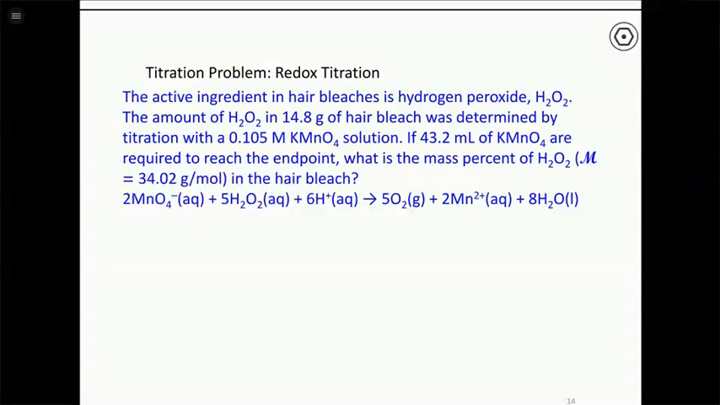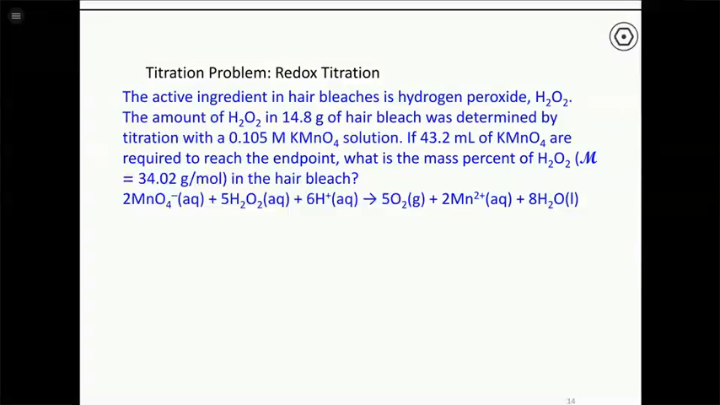So the active ingredient is hydrogen peroxide, H2O2, and we want to know the amount of H2O2 in 14.8 grams of hair bleach, and we want to find out what is the mass percent of H2O2 in that sample of hair bleach. So we took 14.8 grams of the bleach, titrated it with potassium permanganate, and we found that we required 43.2 milliliters to reach the endpoint. So I'm giving you the balanced reaction here.